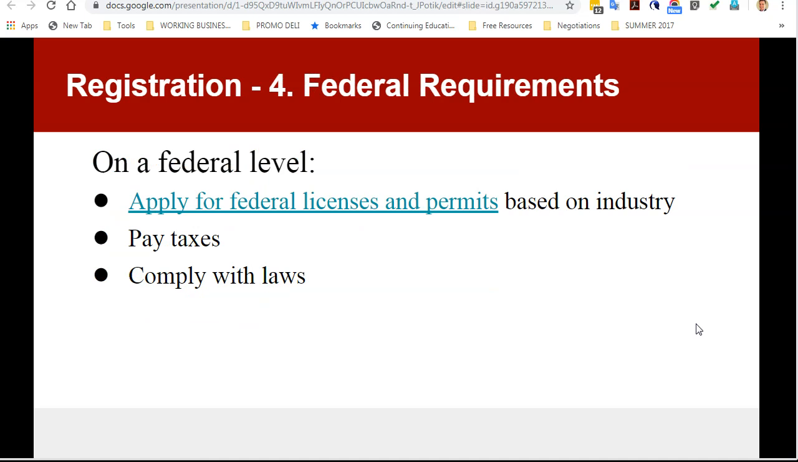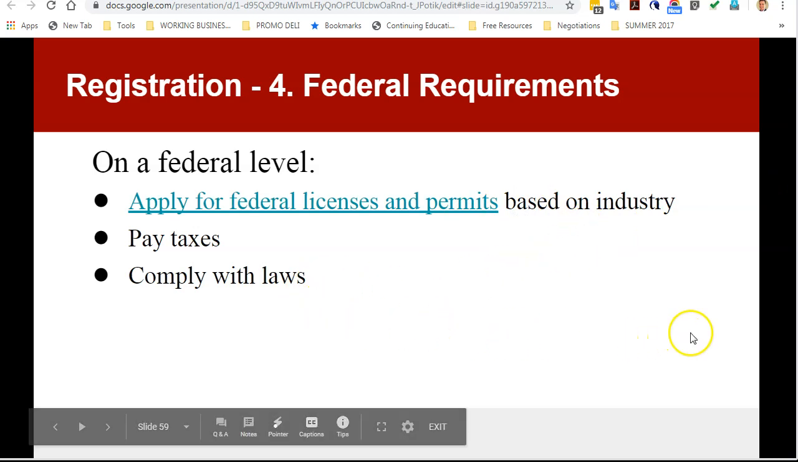On a federal level, the federal government largely assigns the state governments to regulate businesses, although there are a few types of businesses, especially if you're doing interstate commerce, transacting business among different state lines, then you may have to file and keep some federal licensing and permits. So, especially if you're dealing with interstate commerce with hazardous materials or things that the federal government wants to regulate, guns, for example. So on a federal level, you want to apply for your federal licenses and permits based on your industry. You'd want to pay your taxes on a federal level and then comply with any federal laws.